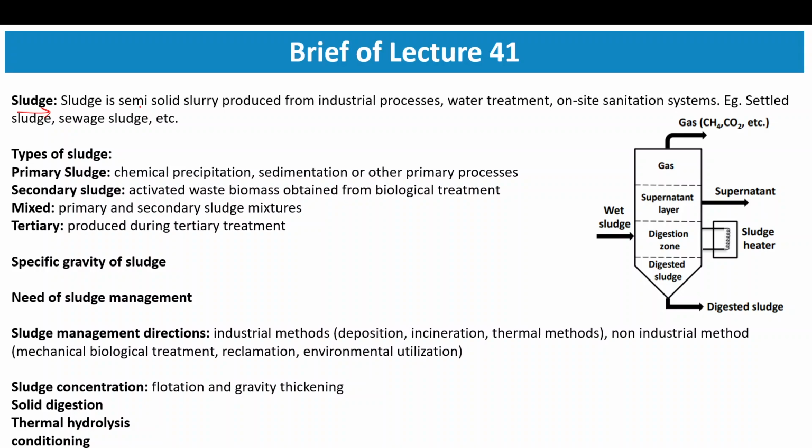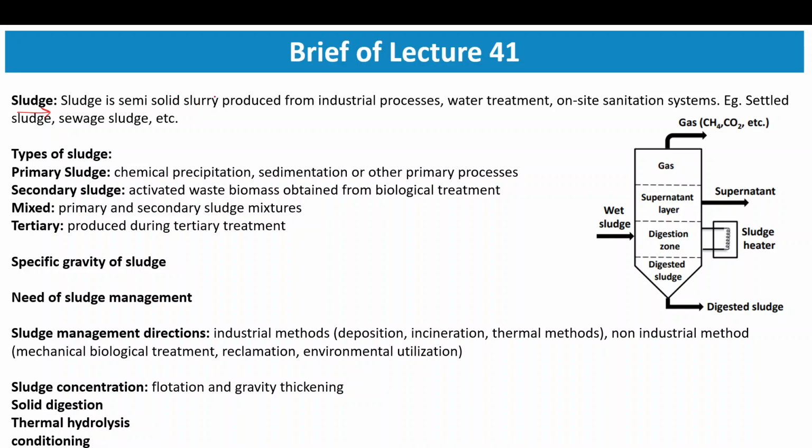So sludge is mainly obtained from wastewater treatment plants. So sludge is mainly semi-solid slurry produced from industrial process, water treatment, on-site sanitation systems, etc. So this sludge will have water along with solids. Okay, so now to recover the water and also to remove the hazardous pollutants from this solid, we need to do sludge management.